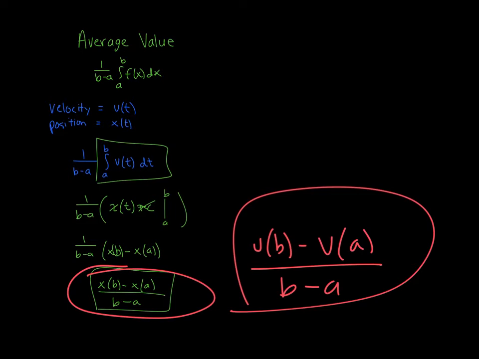So technically, I can say that this is the average rate of change of position and average value of velocity, which are equivalent. And this is the average value of acceleration and average rate of change of velocity. Okay, I got it. Cool.